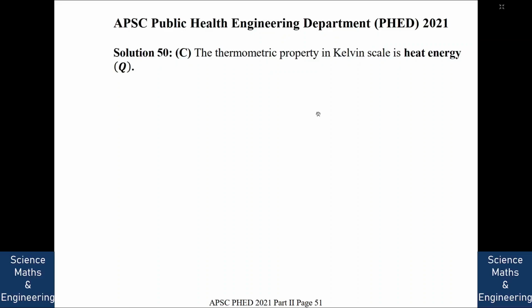But if it is a thermometric property in Kelvin scale, then heat energy should be the one. However, the Kelvin scale is not like a pressure gas thermometer or a resistance based thermometer. In a resistance based thermometer, resistance is the thermometric property. In a pressure gas thermometer, pressure is the thermometric property. However, in the Kelvin scale, although we cannot say it, I don't feel it is heat energy, but the popular opinion in this case is that the thermometric property in the Kelvin scale is heat energy.